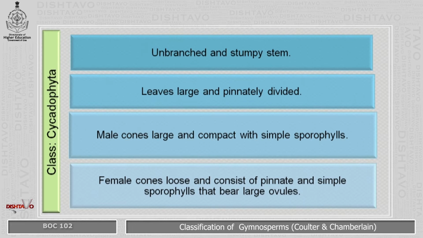The reproduction is with the help of the cones. The male cones are large and very compact with the simple sporophylls, whereas the female cones are loose and consist of pinnate and simple sporophylls, which in turn bear large ovules which are naked. That is, they are not enclosed inside the ovary.